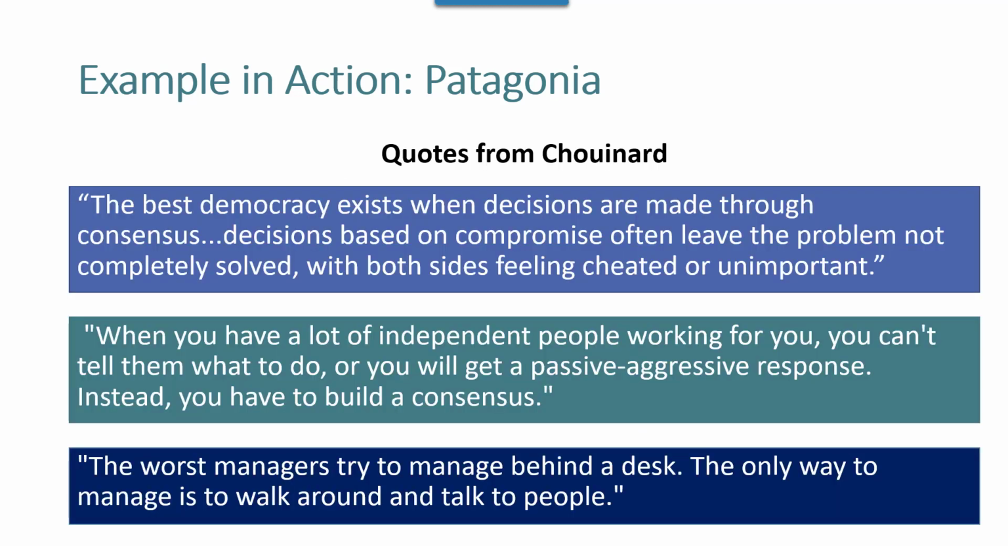Here are some examples of his leadership thoughts. The best democracy exists when decisions are made through consensus. Decisions based on compromise often leave the problem not completely solved, with both sides feeling cheated or unimportant. When you have a lot of independent people working for you, you can't tell them what to do, or you will get a passive-aggressive response. Instead, you have to build a consensus. The worst managers try to manage behind a desk. The only way to manage is to walk around and talk to people.